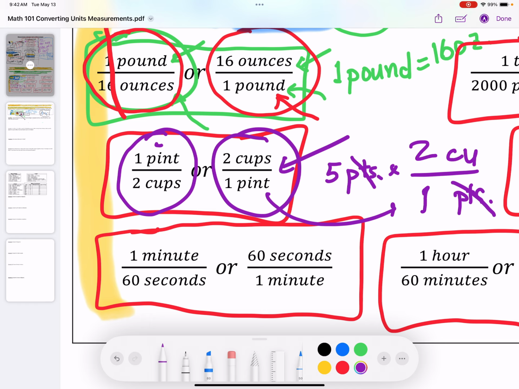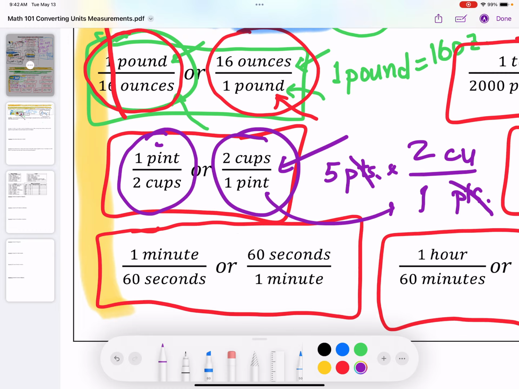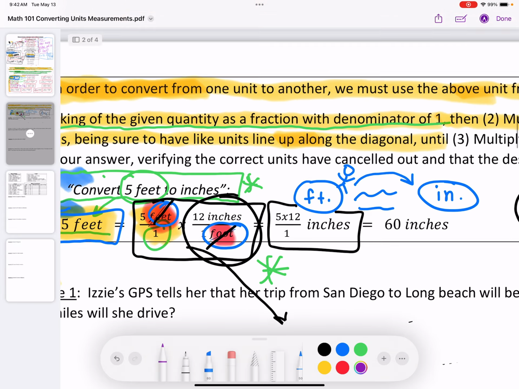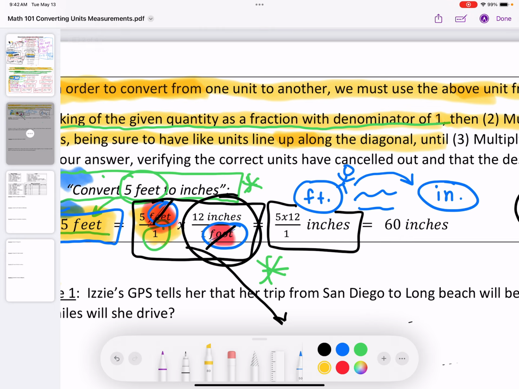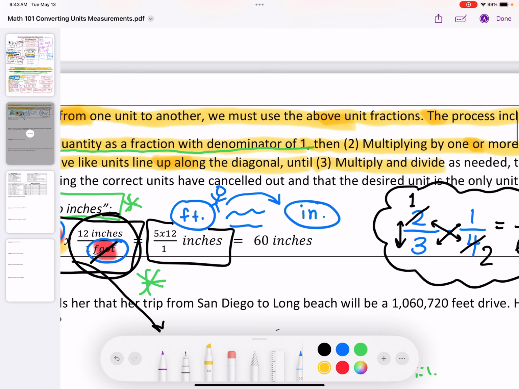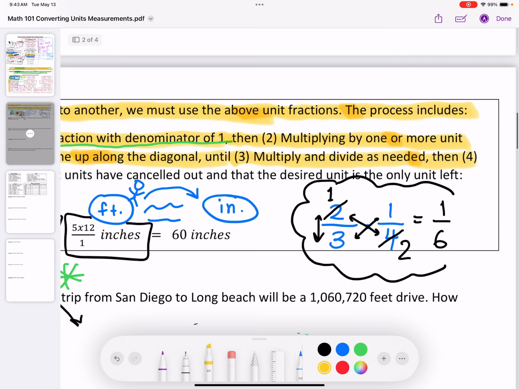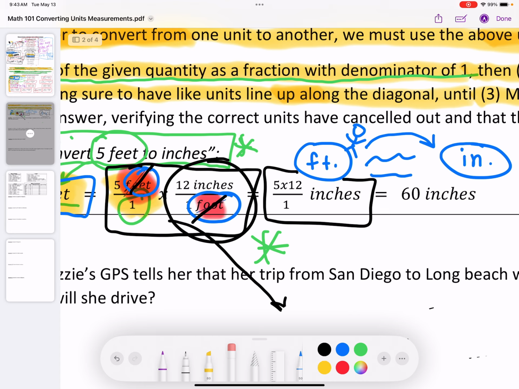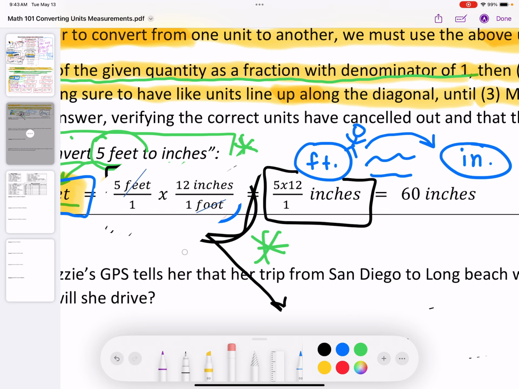Just think, what unit am I starting with? I want those to cancel along the diagonal. Make sure that happens. That's kind of the idea. Sorry, I'm kind of all over the place here, but that's the idea. And then multiply and divide as needed. If there happen to be some numbers in the numerator, I know it's hard to even see what I'm doing here. I've written too much. It used to look like this without all the crazy writing and colors.